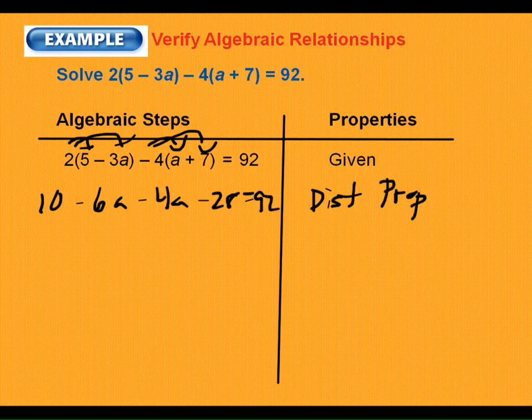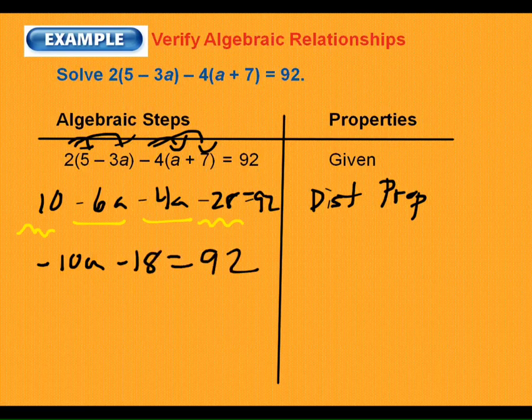Now, what's something I would do next to start solving this problem? Yeah, I would combine like terms. I have a set here and here, and a set here and here. Now, there is not a reason that's combined like terms. What we write there instead, let's go ahead and simplify it. So I have negative 6A minus 4A is negative 10A, and 10 minus 28 is minus 18.